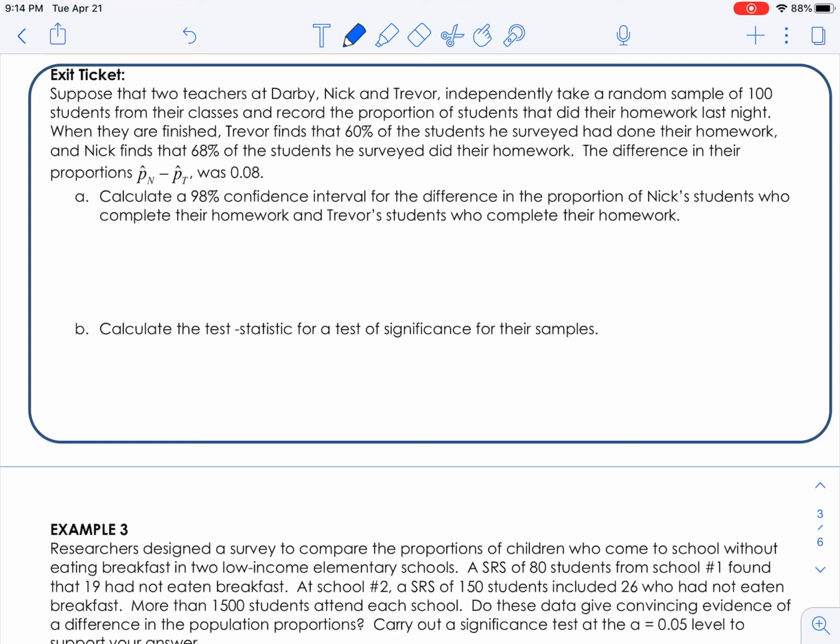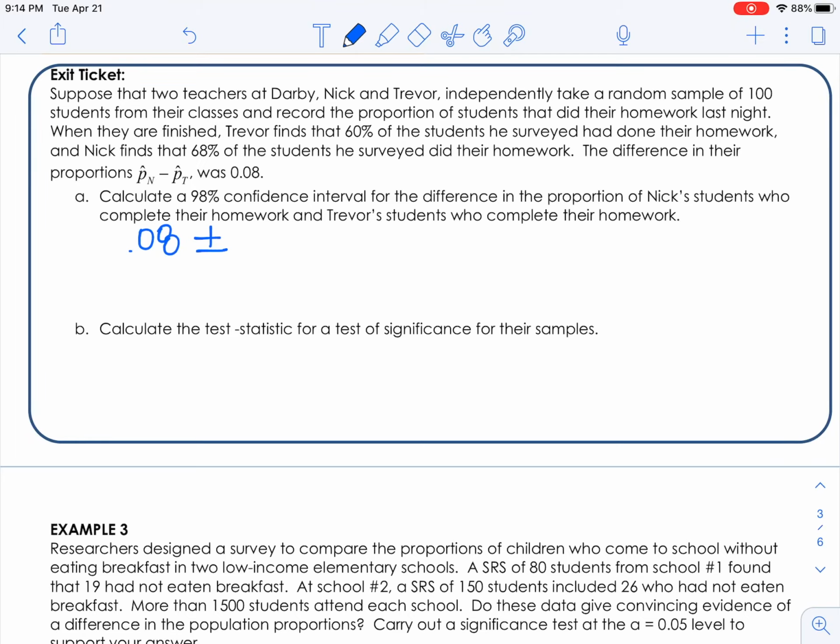The difference in their proportions was 0.08. Our first job is to calculate a 98% confidence interval for the difference in the proportion of Nick's students who complete their homework and Trevor's students who complete their homework. So a confidence interval starts with that difference, Pn minus Pt. So we would say 0.08 plus or minus.